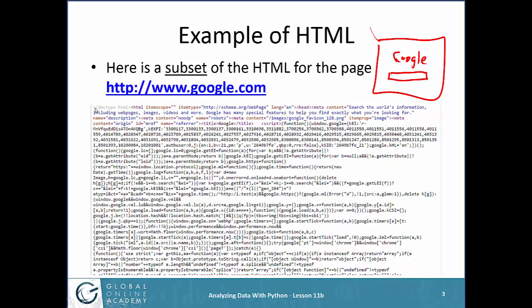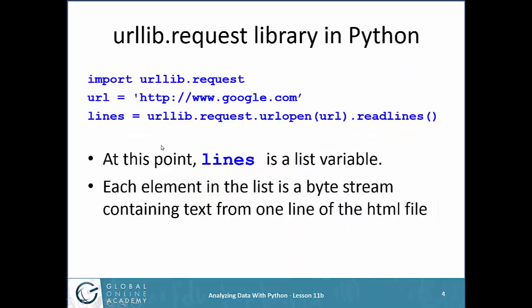We can pull this information into Python. Knowing what to do with it, that's another story. Now, how do we pull that information into Python? There's a library you can import called urllib.request. And if you put the import statement in, then you can use the functions that are in the urllib.request library.